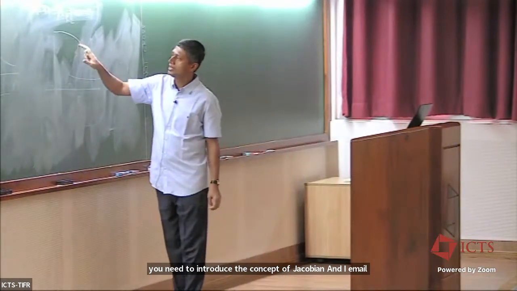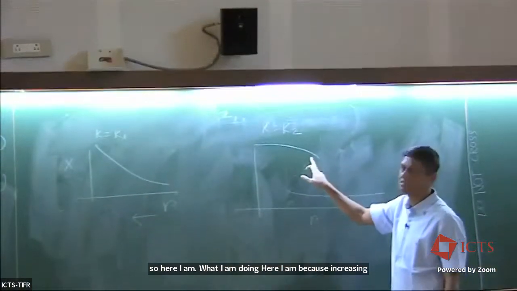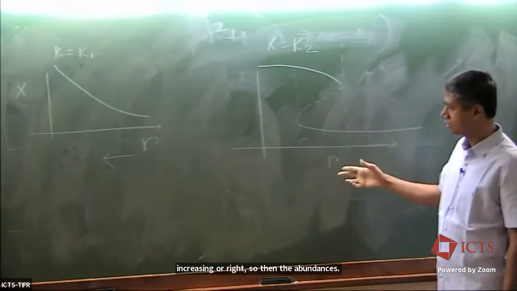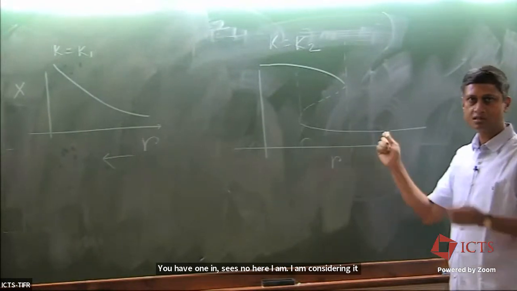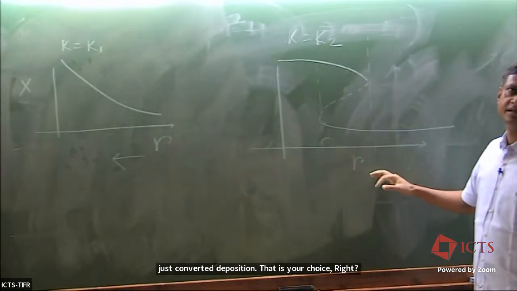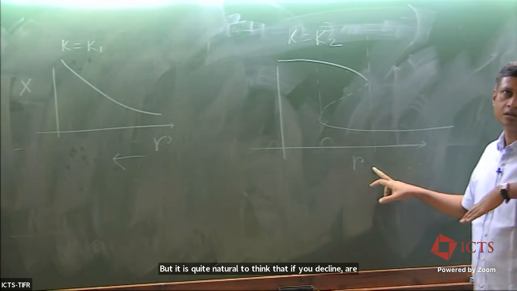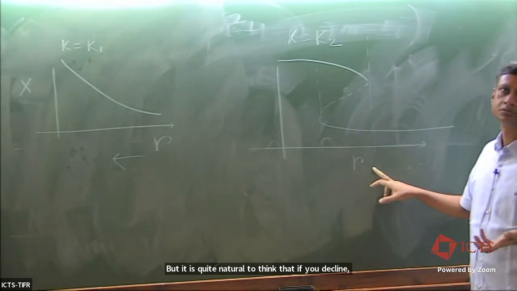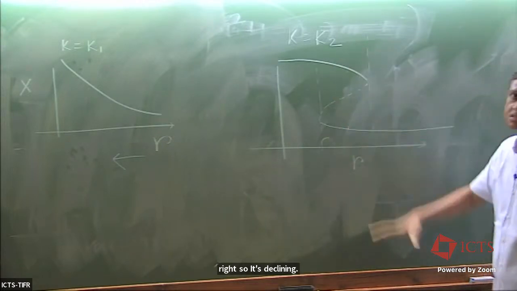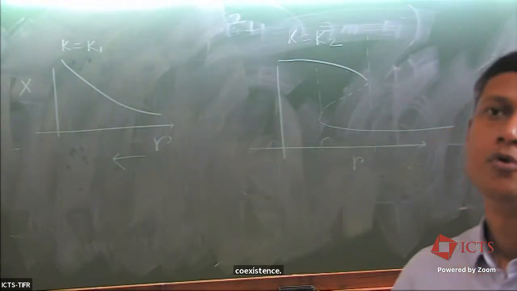So here, what I am doing is decreasing R, right? I have just converted the position. That is your choice, right? But it is quite natural to think that if you decline R, then the maximum growth rate is declining. So obviously there will be a decline in the abundance, right? So it's declining, here also it's declining. And in between, there is this coexistence region where we have bistable equilibrium points.